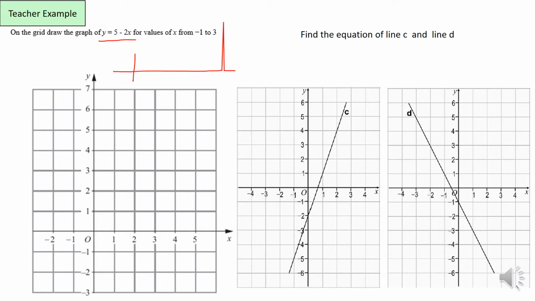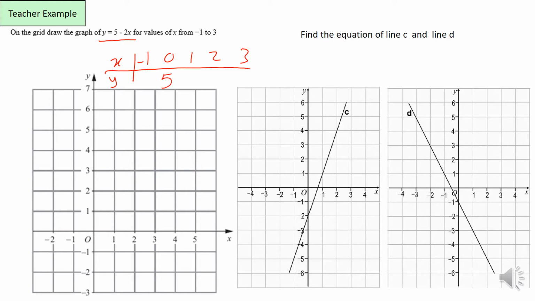So what you have to do for this question is draw a table of values with your x on the top and y's on the bottom. For the x on the top, the question tells us what we have to put. We start from -1, then 0, 1, 2, and 3. So let's start from the easiest one, 0. If you put 0, it's going to be 2 times 0, which is 0. 5 minus 0 is 5.